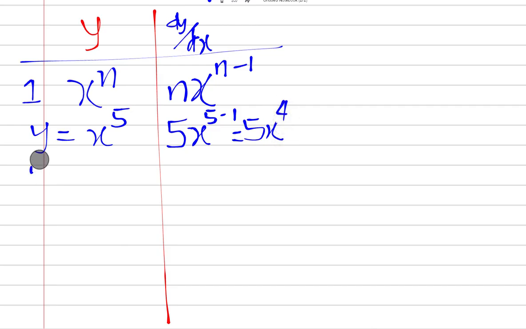Look at another example. Let me say y equals x raised to power 3. What will it be now? It will be 3x raised to power 3 minus 1, which is 2. So that's the number 1 rule.